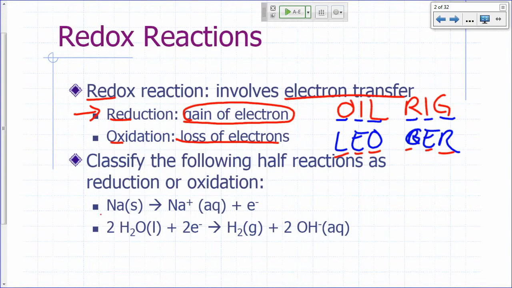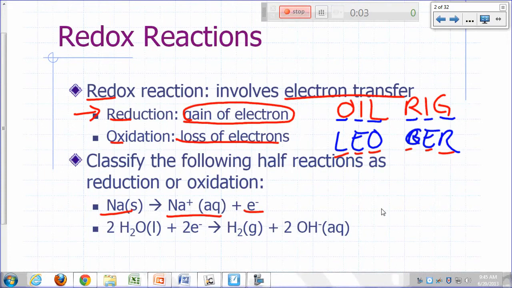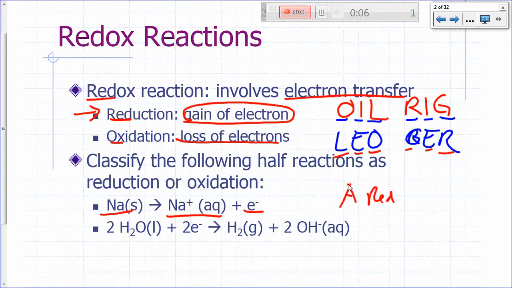All right, so classify the following half reactions as reduction or oxidation. Let's take a look at this one. You have a sodium atom in a solid, so that's a collection of atoms, and then you get ions in solution, each separated from the electrons. Would that be considered reduction or oxidation? Is it A, reduction, or is it B, oxidation? This first one.